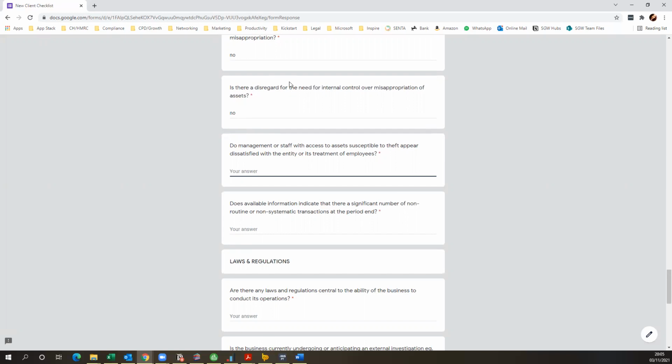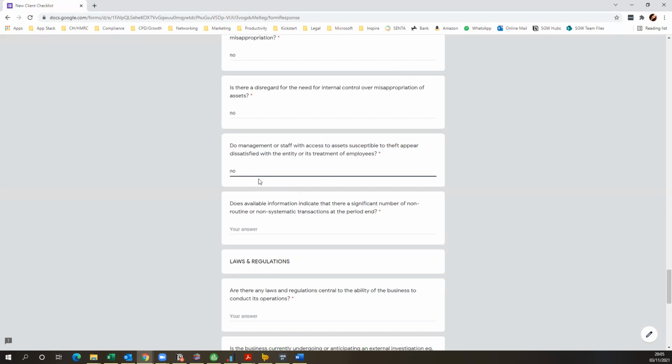So just to disregard the need for a safe for your cash is just silly, really. Do management or staff with access to assets susceptible to theft appear dissatisfied with the entity or its treatment of employees? Yeah, that's about whether the management or staff don't like the business, and they've got access to assets that could be nabbed.